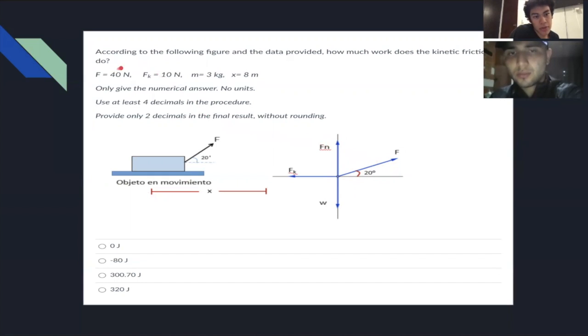Well, let's first read the problem. It says, according to the following figure and the data provided, how much work does the kinetic friction do? Here we have some data: the applied force is 40 newtons, the frictional force is 10 newtons, the mass is 3 kilograms, and X, which is this base, is 8 meters.